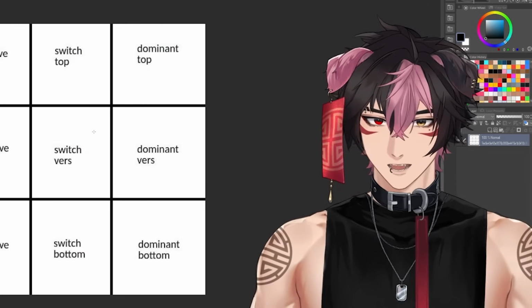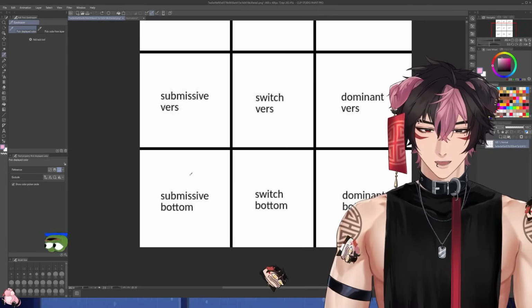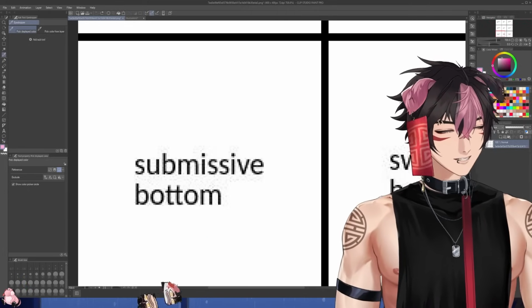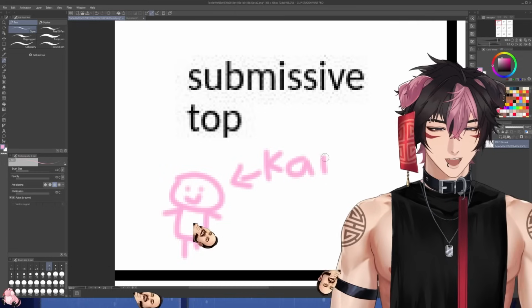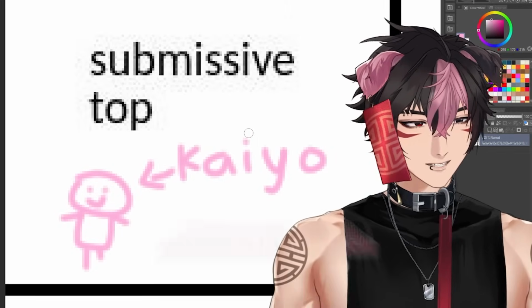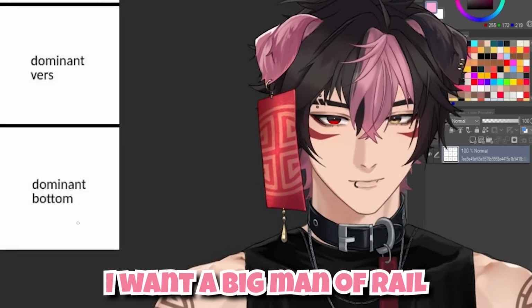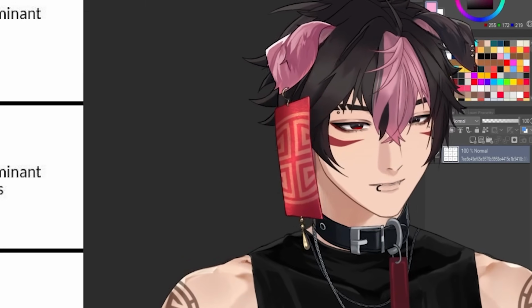This is where I place myself. I'm gonna make it pink because it's cute. Oh wait, are you? I scored submissive bottom. Yeah, guys, I'm a submissive bottom. Guys, sorry to break it to you. I've actually been lying this whole time. I'm not a top. I'm actually a bottom. I want a big man to rail my ass. Don't ask me about lesbian sex though, because I don't know shit about lesbian sex, okay?